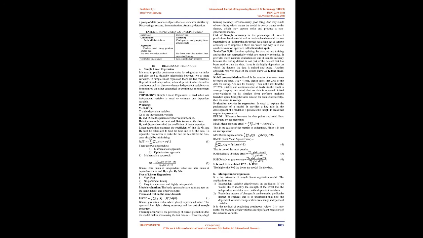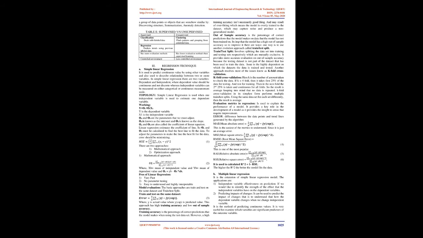Table 2. Supervised versus unsupervised. Supervised classification deals with labeled data. Clustering finds patterns and grouping from unlabeled data. Regression predicts trends using previous labeled data. Supervised learning has more evaluation methods; unsupervised learning has fewer evaluation methods than supervised learning. Supervised learning has a controlled environment; unsupervised has a less controlled environment.